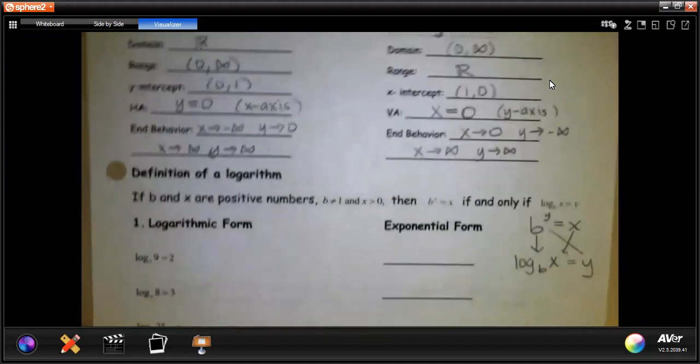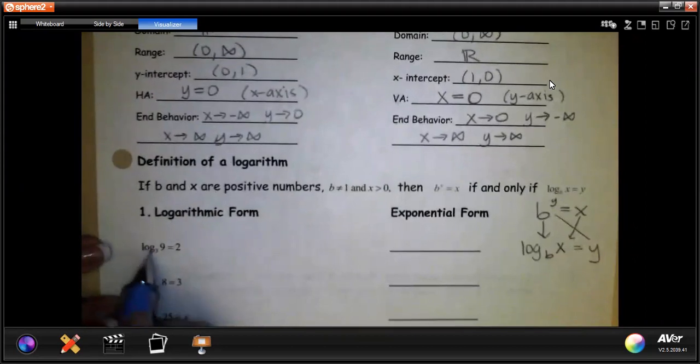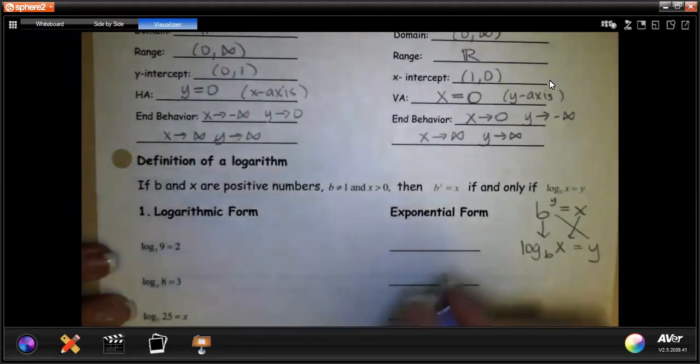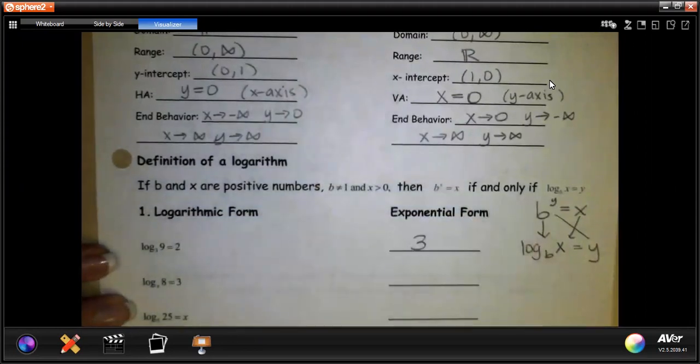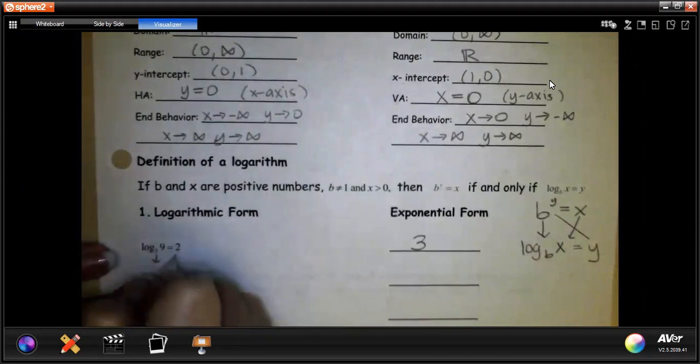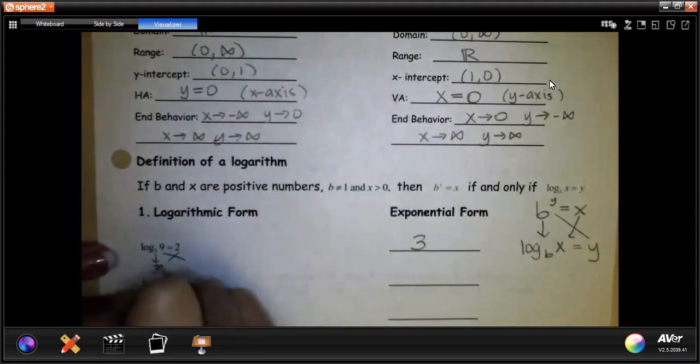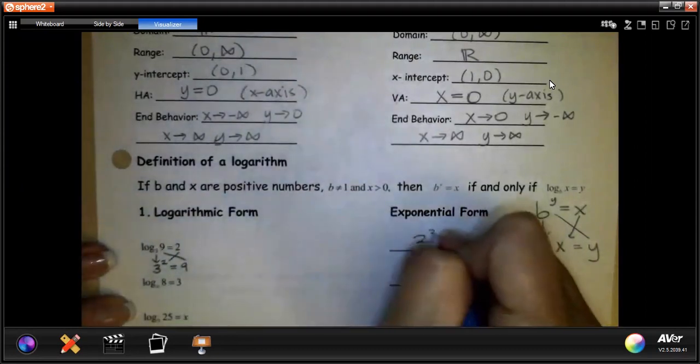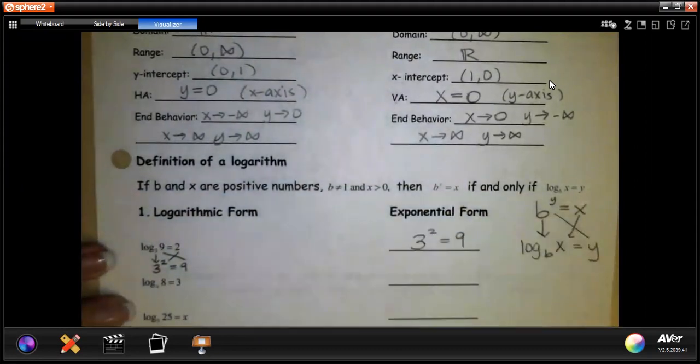So we're going to practice a few. We've got log base 3 of 9 is equal to 2. The base on the log is the base on the exponent, so I will have 3. I like to do it right on top of each other so that I can see it drop and then switch. So that becomes 3 to the second power equals 9. This is an easy one to check since it's numbers and we know 3 squared is 9.